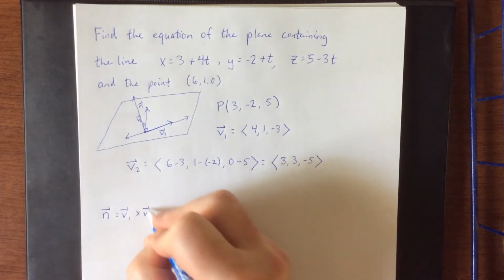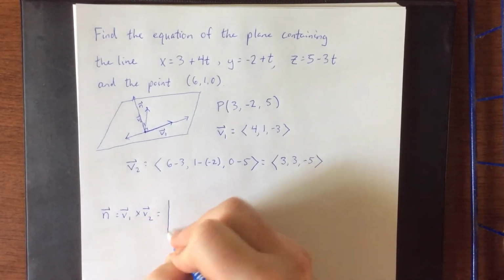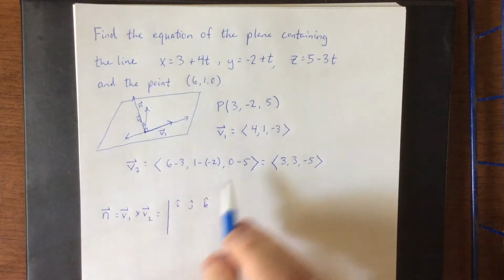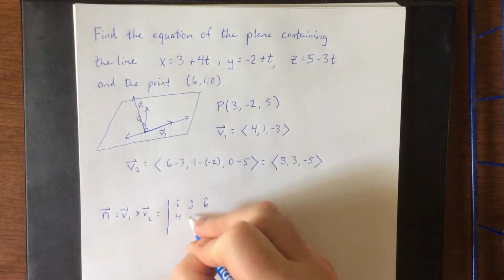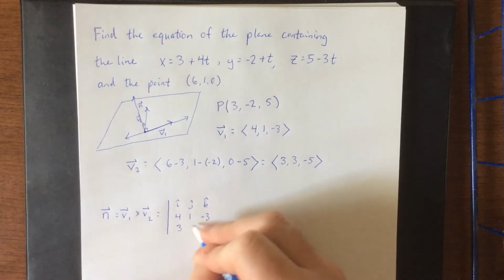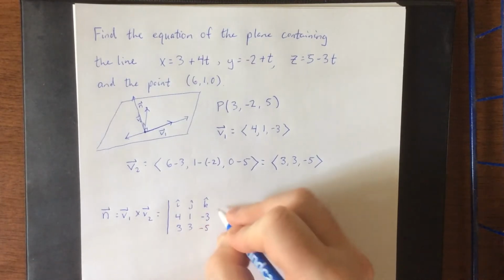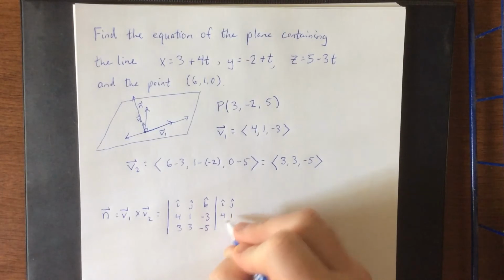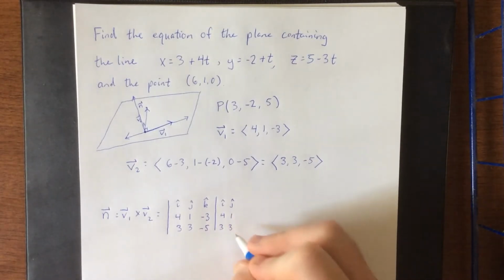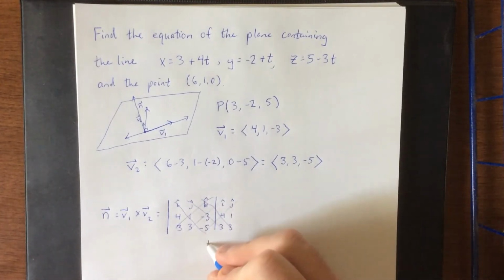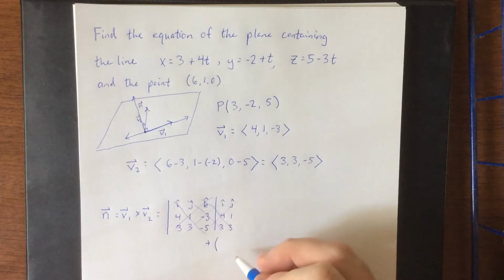So v1 cross v2 will be equal to, across the top row, we throw i, j, k. v1 across the second row, that'll be 4, 1, negative 3. And across the third row, we'll put the vector v2, so 3, positive 3, negative 5. We'll recopy down the first two columns. Then we go and give it a little slashy, slashy, slashy, slashy. And as always, slashes that go in the downward direction, we account for with a plus sign.